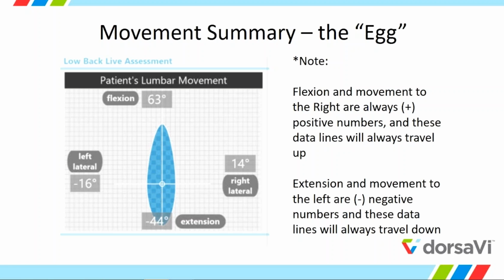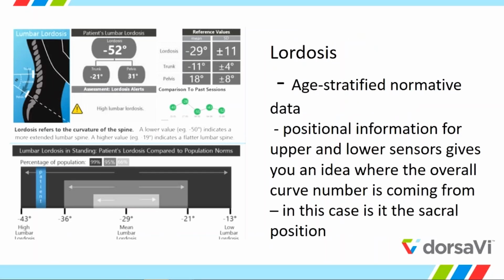So the next part of the report shows you the lumbar lordosis. As soon as you put the sensors on the subject, it has you calibrate their lumbar lordosis, so we have a starting position. And just to orient you to this screen, top left, it says lumbar lordosis, and then you have the patient's lumbar lordosis. And in the top right, you have the reference values. This is normative data that we collected that is age stratified. So if you put a birth date in for them, which you have to, you're going to get what they are compared to all the folks born in their decade.